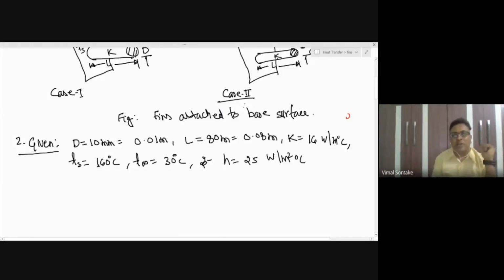So all these values I could sum up. And small diameter I don't know. And number of fins in second case is 2.